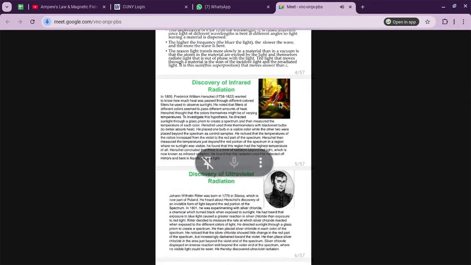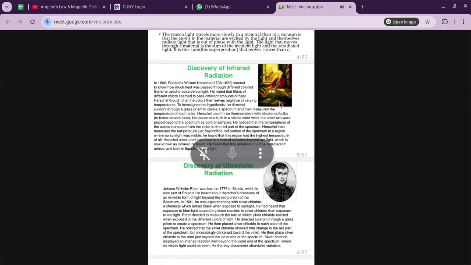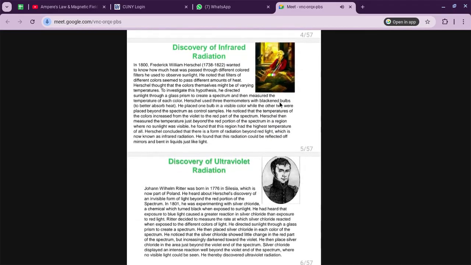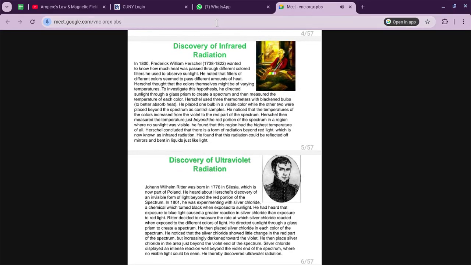and discovery of ultraviolet radiation. Just read both the passages carefully, and then we'll start with the Maxwell's equation.